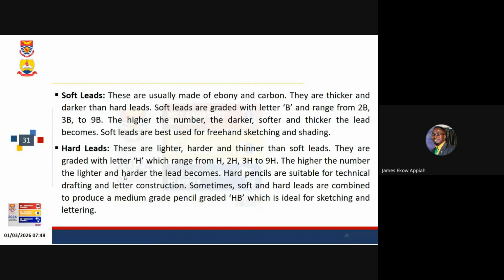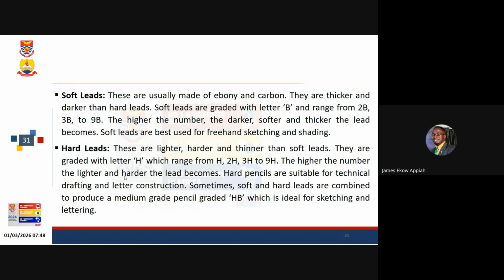So the higher the number, the softer and darker that pencil is. When you pick 6B compared to 3B, you realize that the 6B is softer and darker than the 3B. You get the point. All the B pencils are softer and darker, and all the H pencils are harder and lighter.